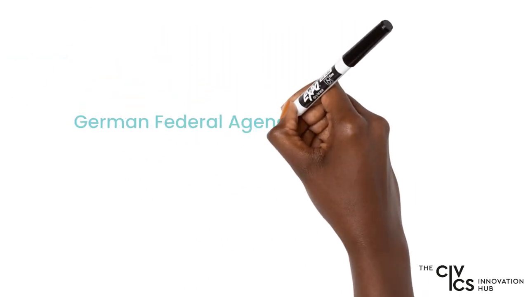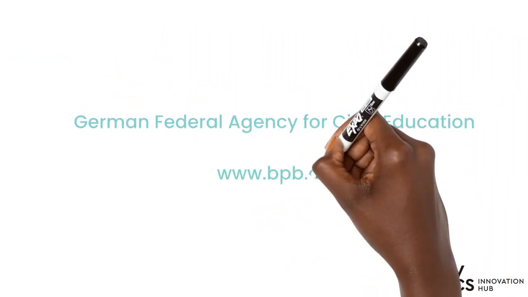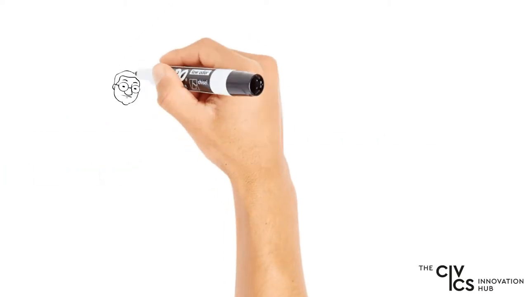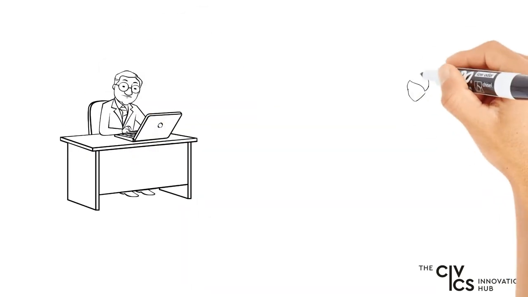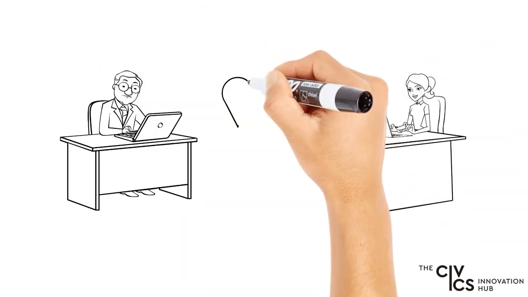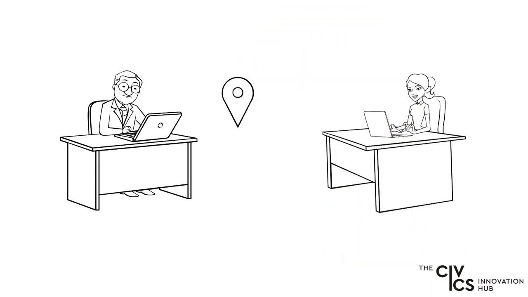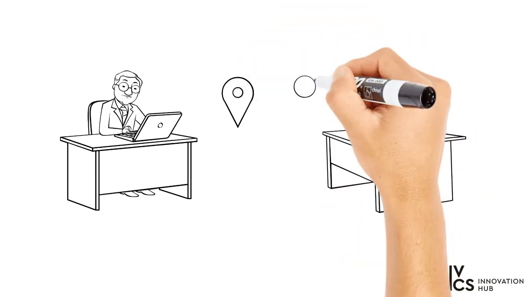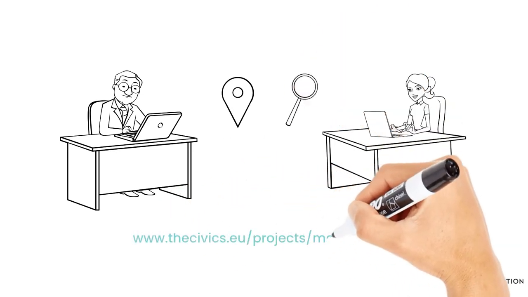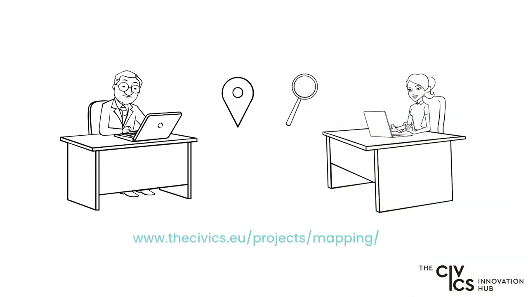The project is supported by the German Federal Agency for Civic Education and is being implemented with the help of local partners in each of the map countries. Our local partners have a key role in the process. With their help, we identify civic education actors in each of the countries. They also provide invaluable insights into the local context of civic education. If you want to see who our local partners are, take a look at our webpage.